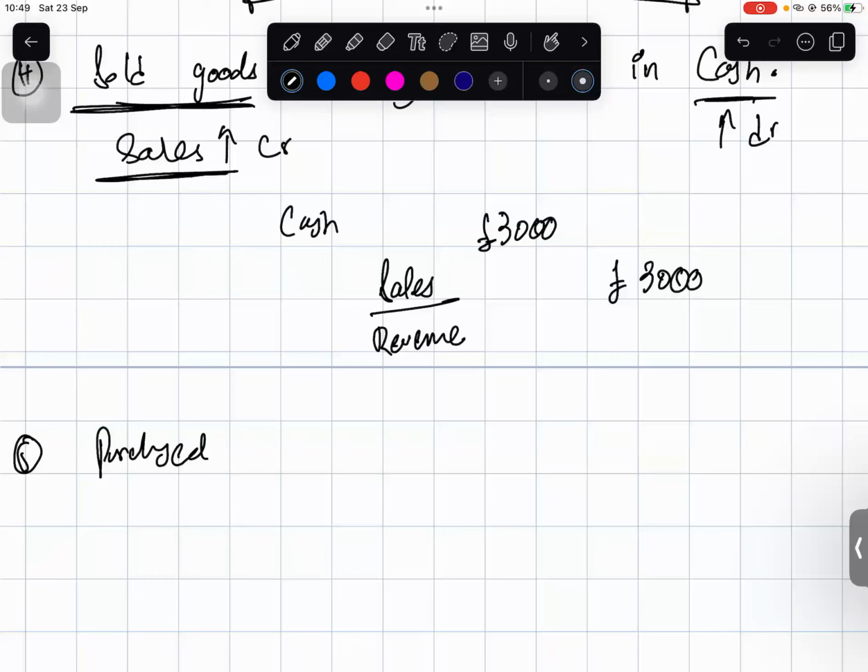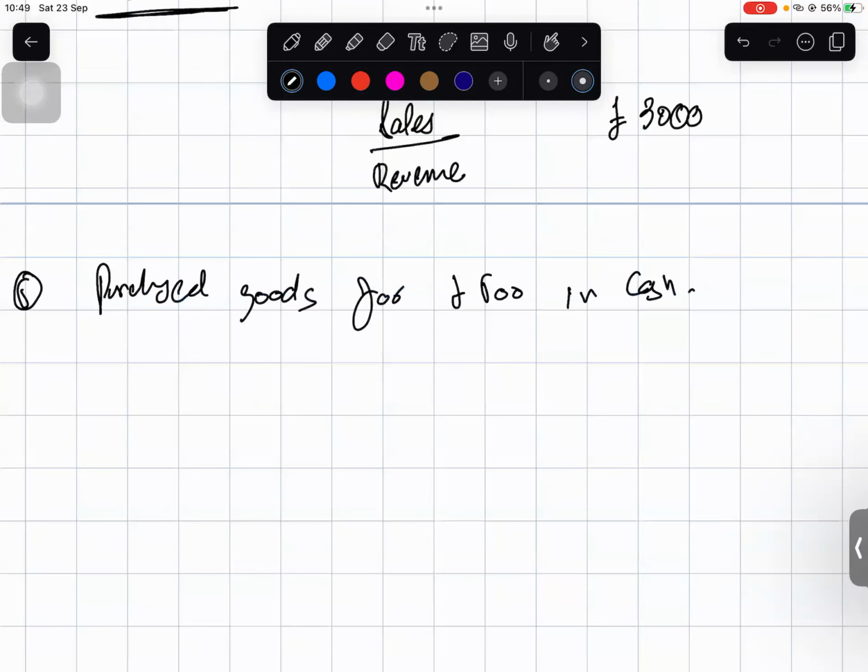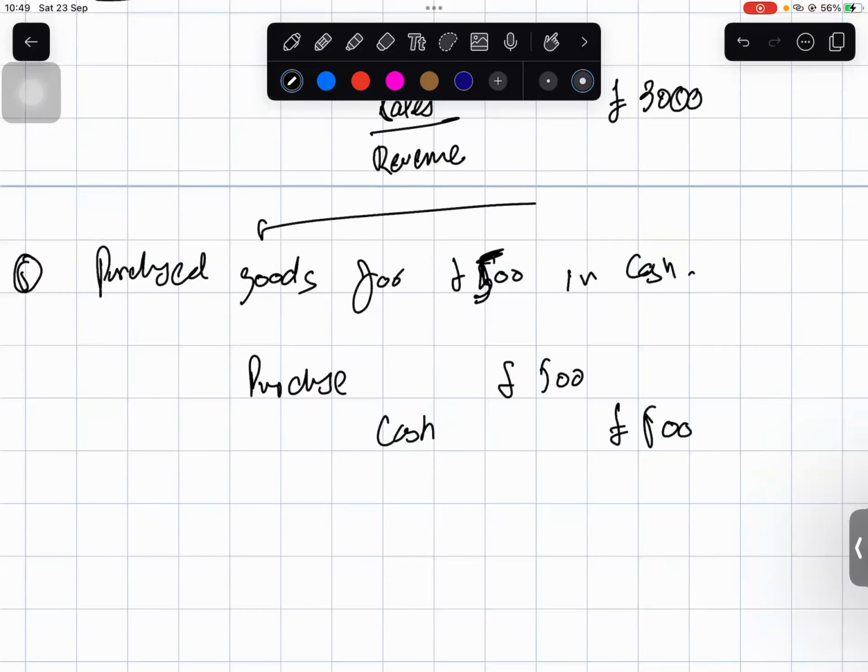Okay. All right. So purchase goods for £500 in cash. What would be the entry here? You debit a purchase account for 500, and then you credit cash for 500. Absolutely right. Credit cash for £500. Perfect. So we're good with this.